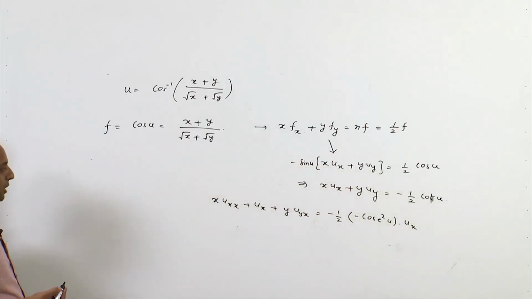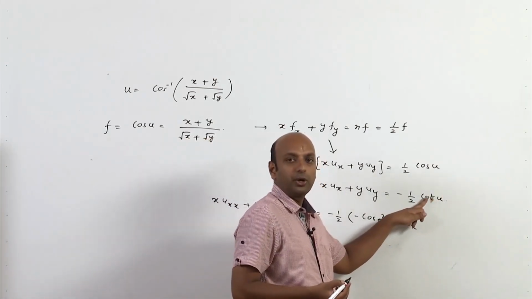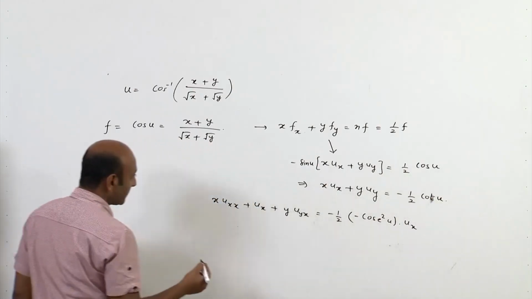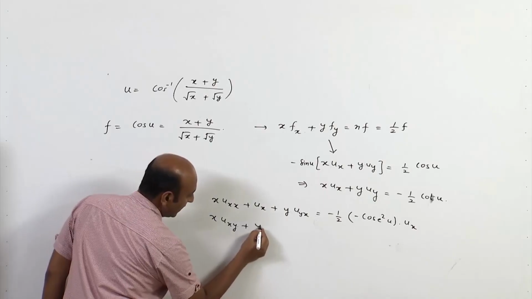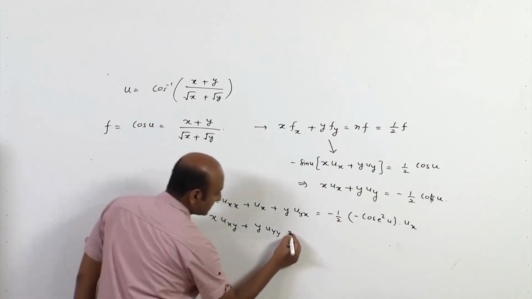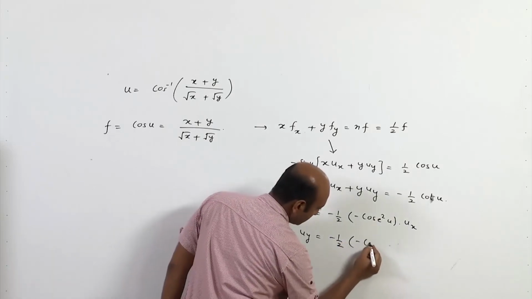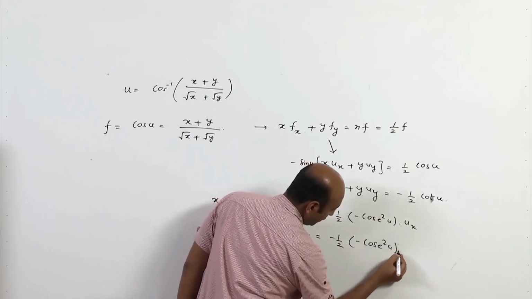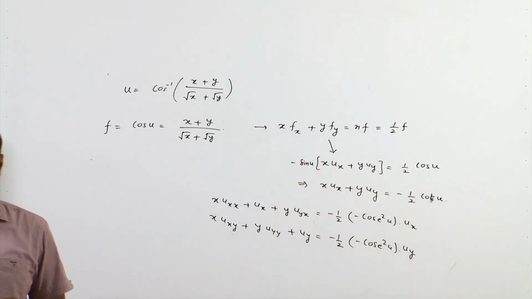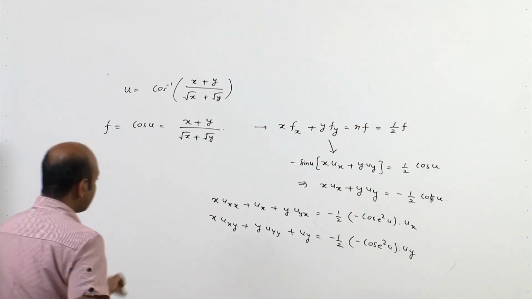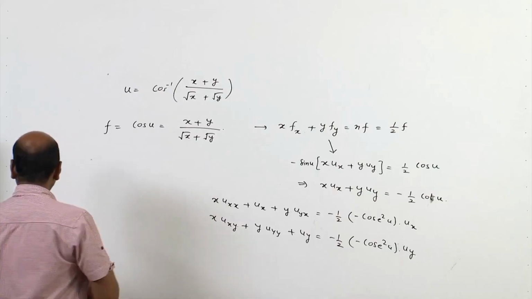Okay. Now, differentiate this equation again, both sides with respect to y partially. So, what will you obtain? x u x y plus y u y y plus u y is equal to minus 1 by 2 into minus cosec square u into u y. Multiply the first equation by x and the second equation by y, and add them. So, what will you obtain?